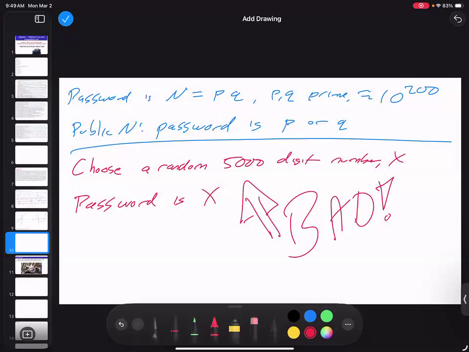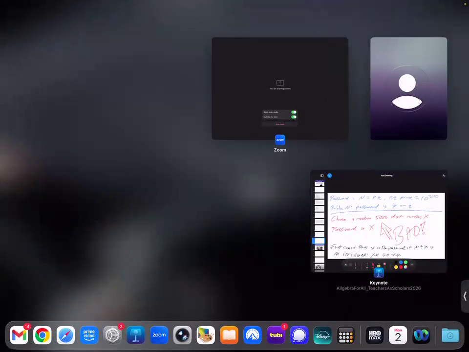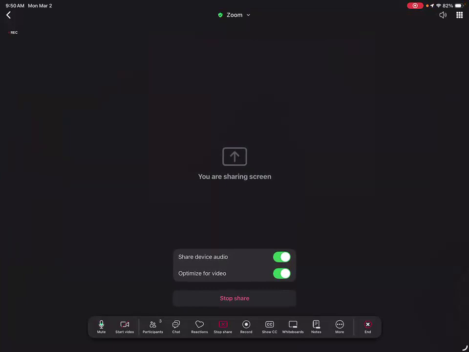How does the computer not have to know the number? For this one, because all it has to do is divide. So in the first case, you just get an integer result. If you think X is the password, if n divided by X is an integer, you go in. So it just stores that rule, not the password.